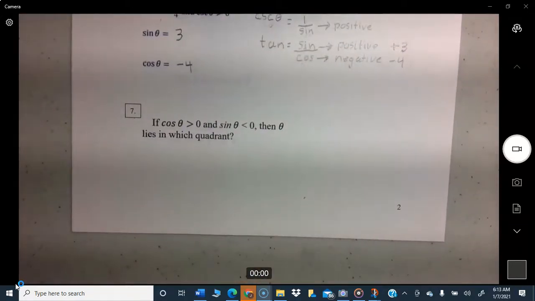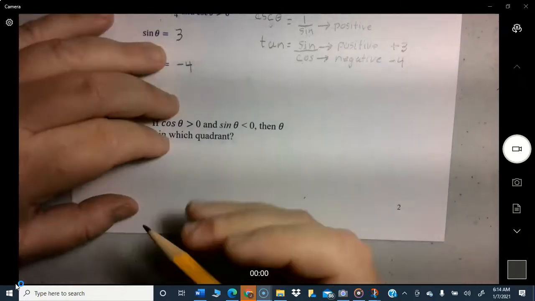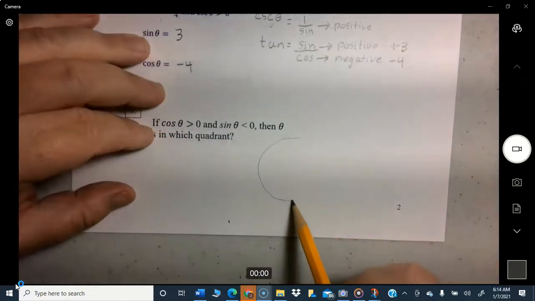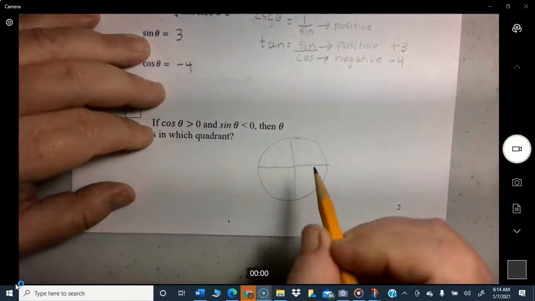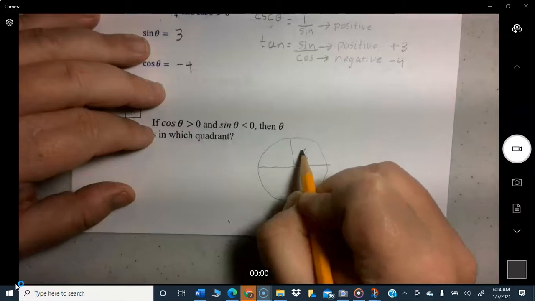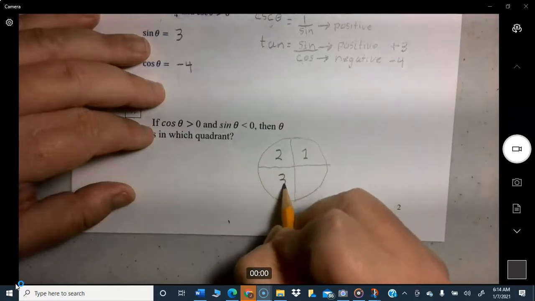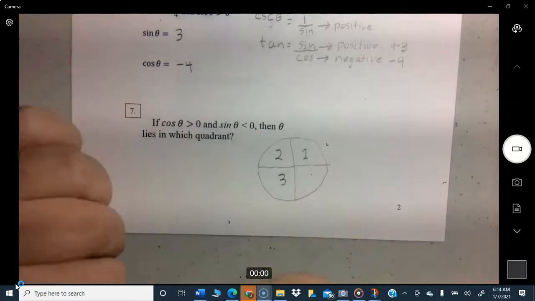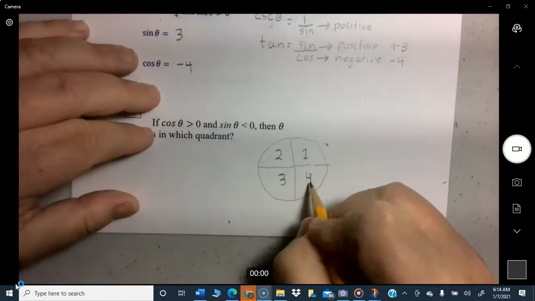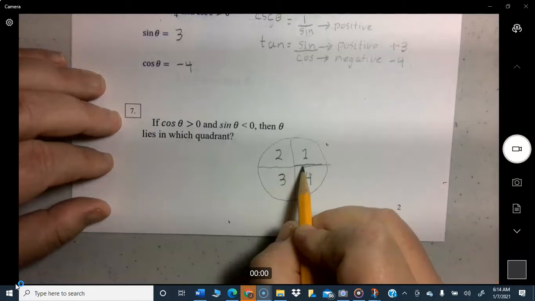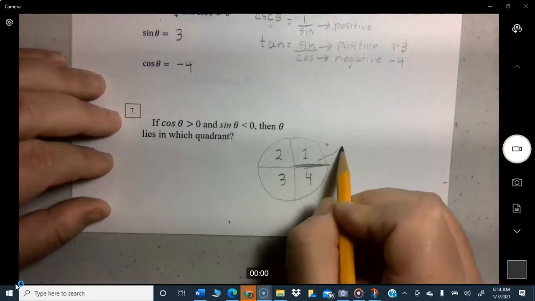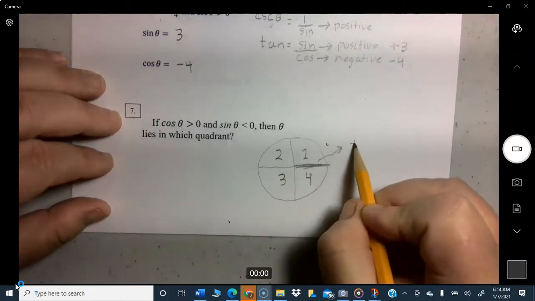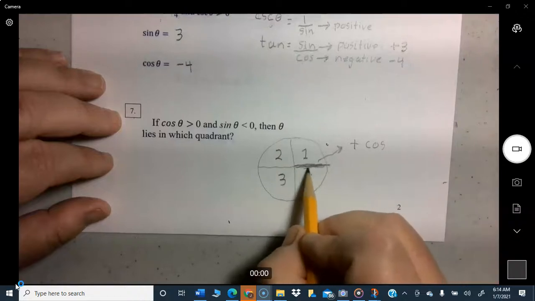If cosine theta is greater than 0 and sine theta is less than 0, then theta lies in which quadrant? So let's go ahead and just review our quadrants. So there's a circle. I'm going to break it into 4 pieces there. This is quadrant 1. This is quadrant 2, quadrant 3, and quadrant 4. Okay, so this over here is positive cosine, where the cosine is positive anywhere over here.